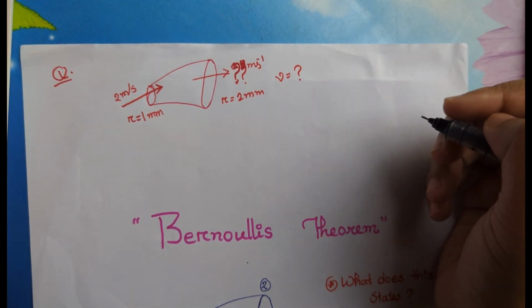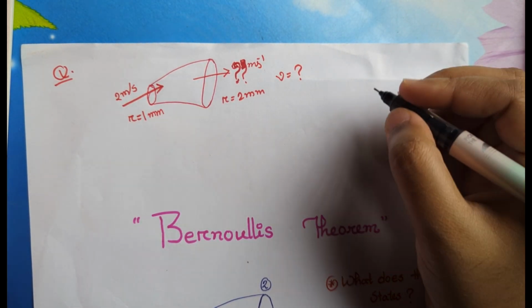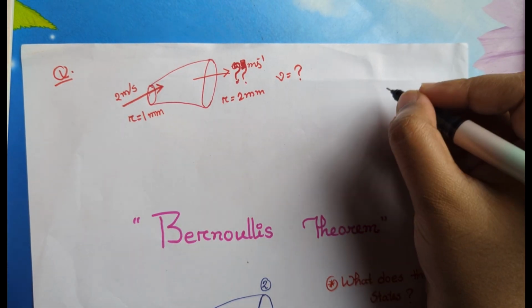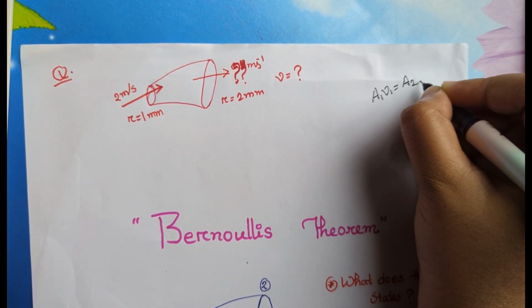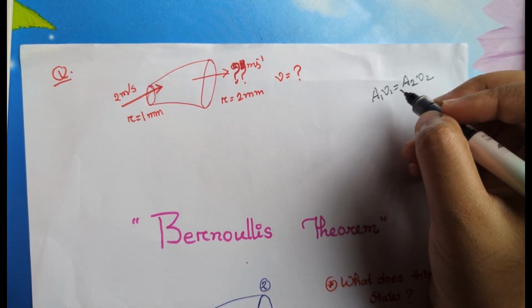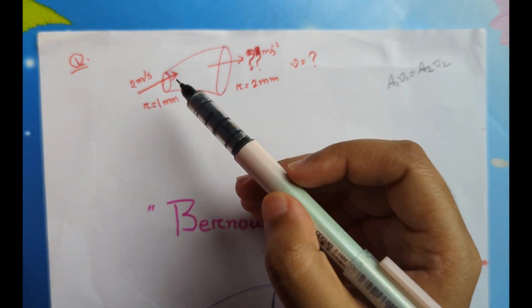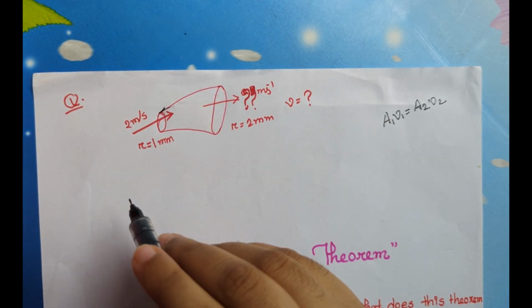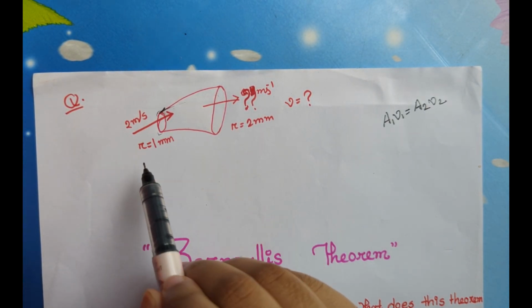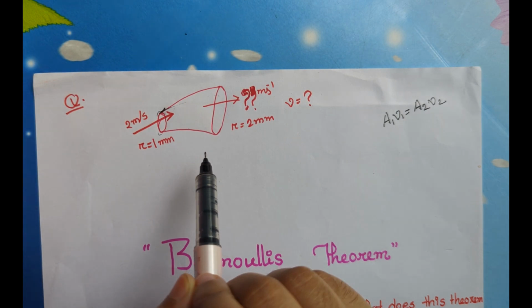Now using the equation of continuity we will solve a mathematical problem. From the equation of continuity we got A1 V1 equals A2 V2, where A is the area and V is the velocity. In this question, this is a pipe and we took two cross-sectional areas. This is the first cross-sectional area, and this is the second cross-sectional area.